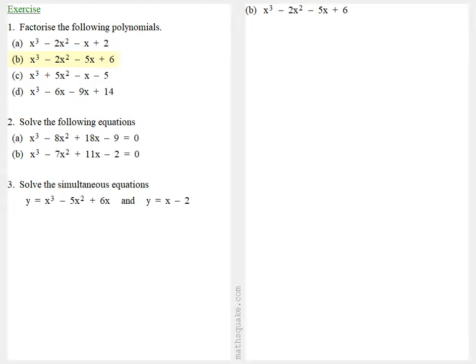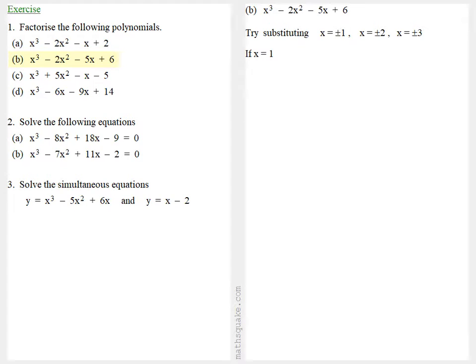In 1b, we have the final number is 6. So it's worth trying substituting x is equal to plus or minus 1, x is equal to plus or minus 2, x is equal to plus or minus 3, and perhaps x equals plus or minus 6.